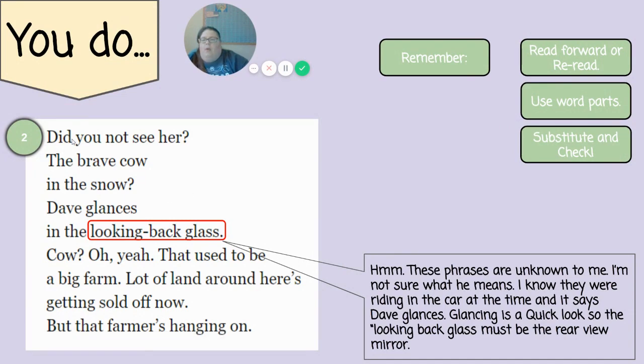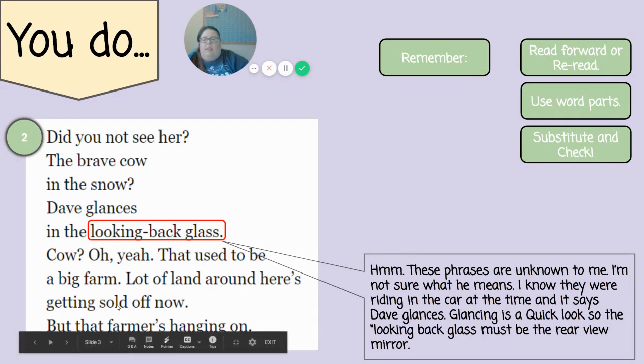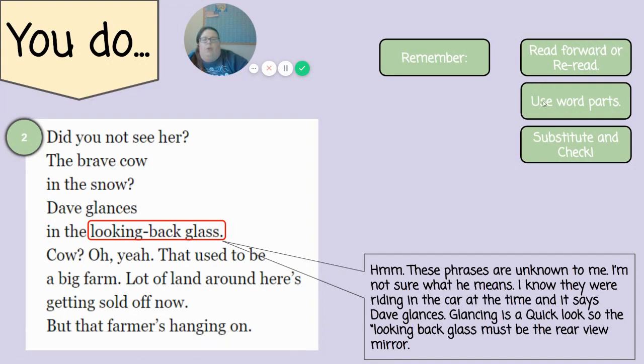Did you not see her, the brave cow in the snow? Dave glances in the looking back glass. Cow? Oh, yeah, that used to be a big farm. A lot of land around here's getting sold off now, but the farmer's hanging on.